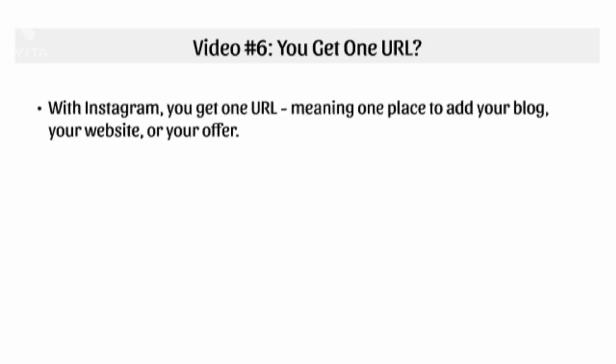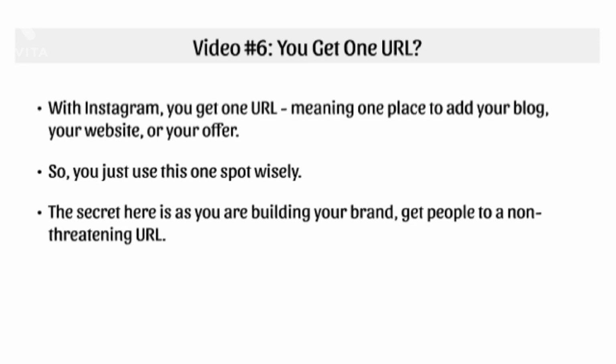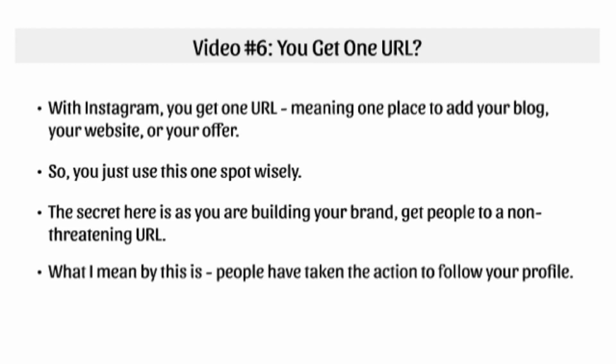All right. So with Instagram, like I said, you've got to choose one spot wisely, right? Now, the secret here is because you're trying to build your brand and your lifestyle, the ideal place to direct them to is just your website, which could be your WordPress site. And then on your WordPress site, you have your blog, your website, and your offers all on that particular site. So the secret here is because you're building a brand, because you're building a lifestyle, what you want to do is you want to still brand yourself.